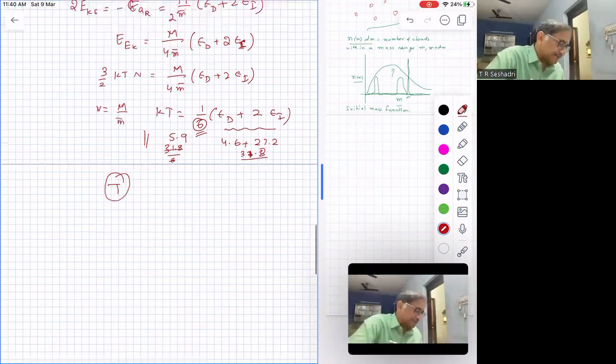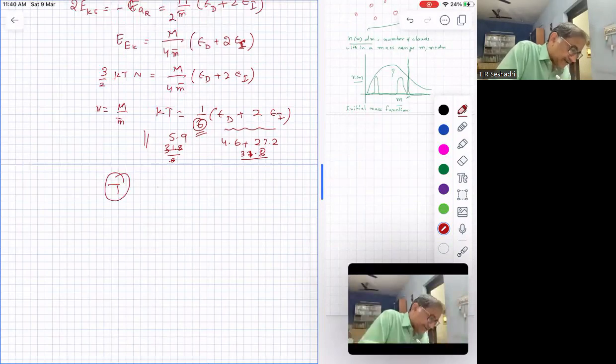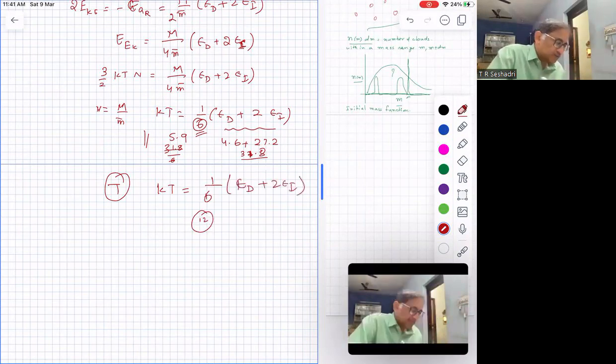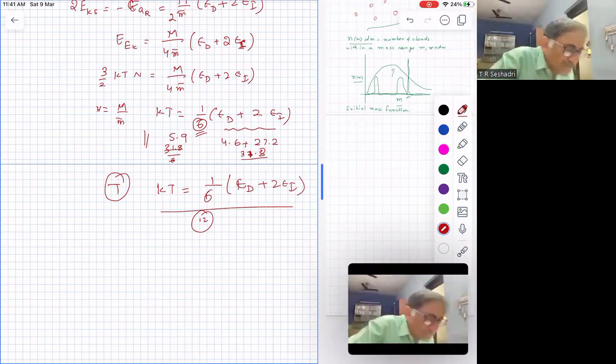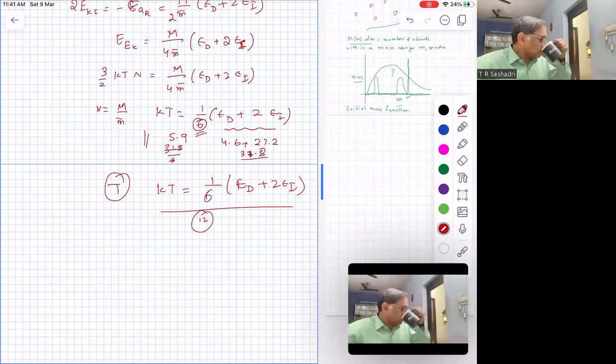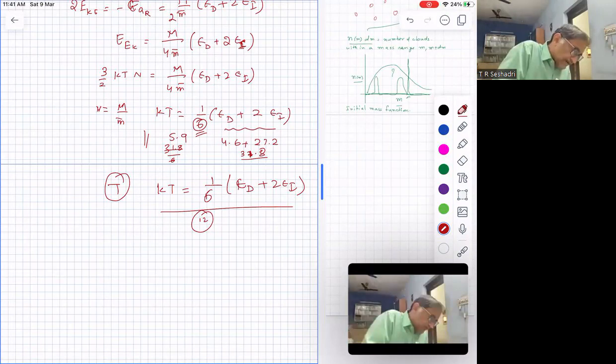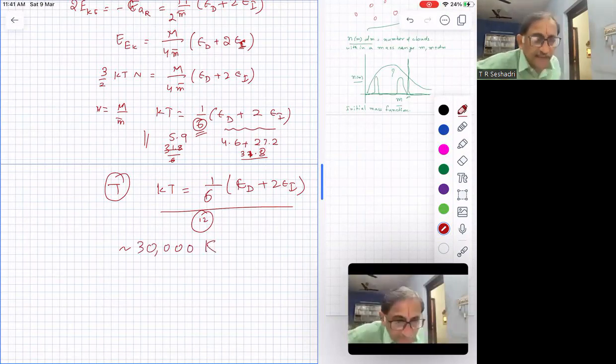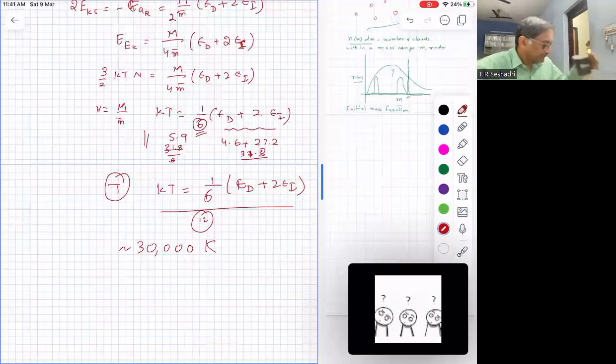The interesting thing which I find is that the temperature is completely independent. So KT is equal to 1 by 6 or 12, I have to figure it out, epsilon D plus 2 epsilon I. And so this is independent of the original mass of the cloud. Do you see the interesting thing here? It doesn't matter what the original mass of the cloud is. The temperature where it stabilizes is the same when everything is ionized. And this corresponds to about 30,000 Kelvin, independent of the protostar mass. Is it clear?